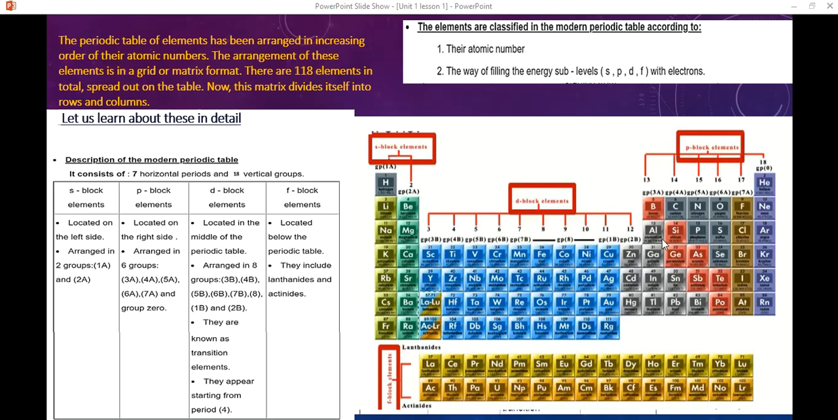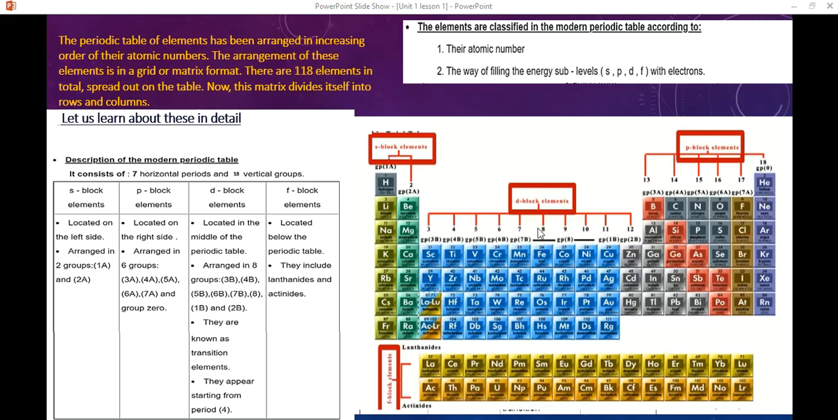P6 on the right side starts from 3A, 4A, 5A, 6A, and 7A. And the final group, the 0 group. Do you remember the 0 group? It's named the noble gases. So the 0 group contains noble gases.